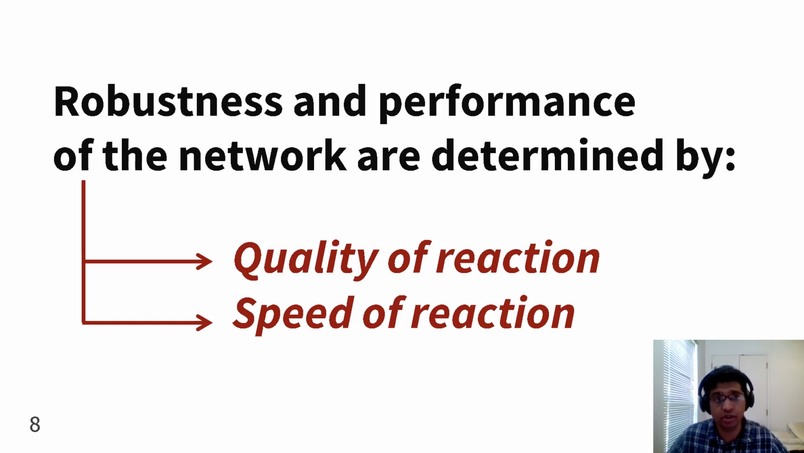In a nutshell, we can say the robustness and performance of our network is determined by the quality and speed of reaction. The quality is determined by the training data that would go to our machine learning model, and the speed is determined by line rate operation and the granularity of the response.